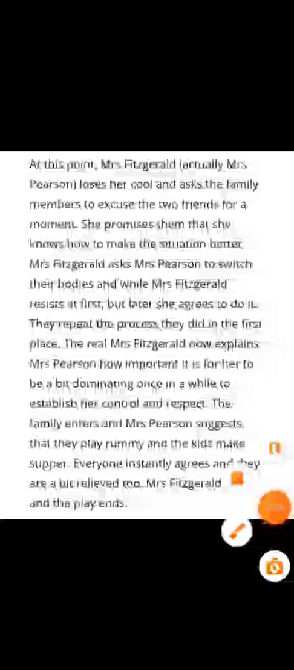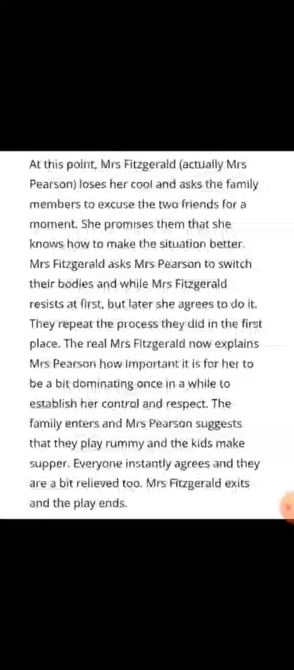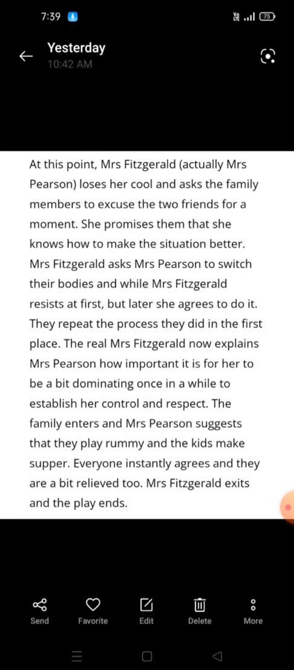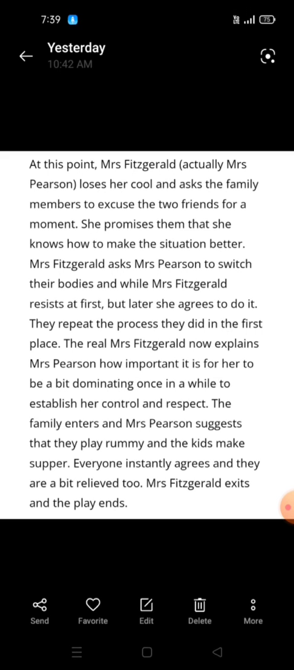So, what happened? After getting everything from the secret discussion between them, the family found Mrs. Pearson like before, and they were very happy finding Mrs. Pearson and following whatever instruction was given by Mrs. Pearson. Mrs. Pearson asked for them to be with her all the time, except for their duties or important work, and they agreed to do that. And for the day, they were playing the rummy game, and the kids were making supper.